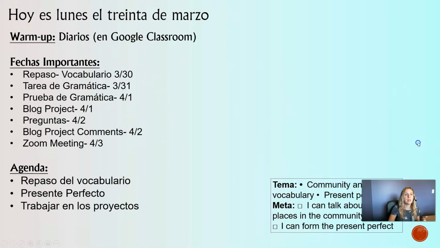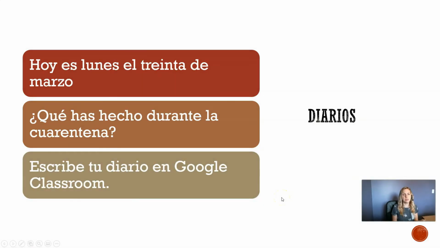All right, primero, vamos a mirar los diarios. What are you going to write about in your diario? So first, remember, we always include our fecha. Hoy es lunes, el 30 de marzo. And then my question today, sometimes I'll give you a question, right? Is ¿qué has hecho durante la cuarentena? Now, obviously, you can probably guess cuarentena means quarantine.